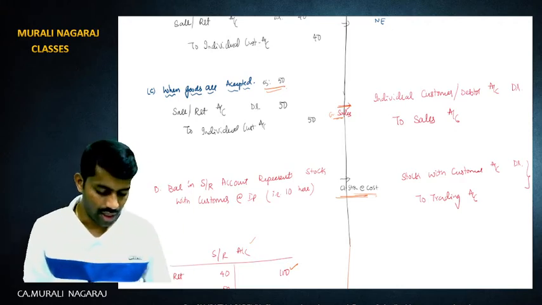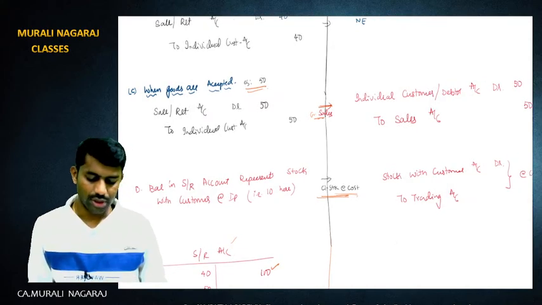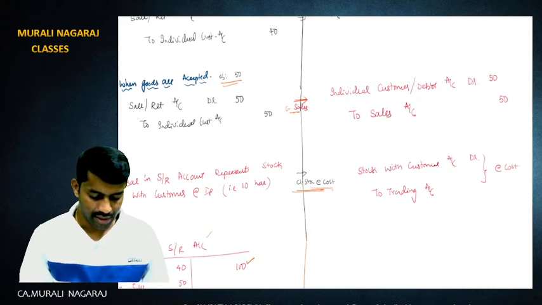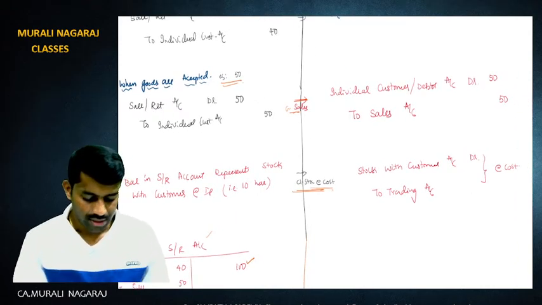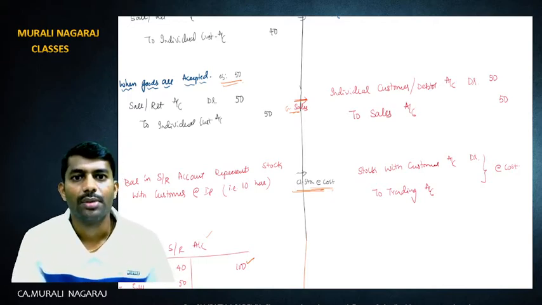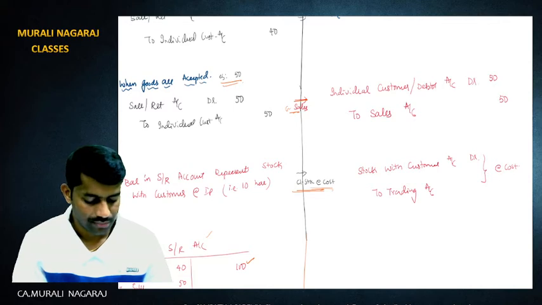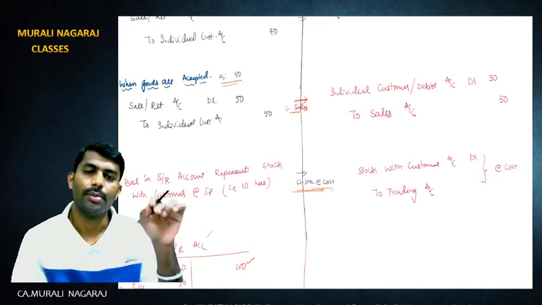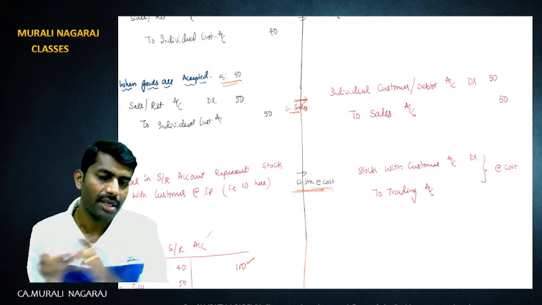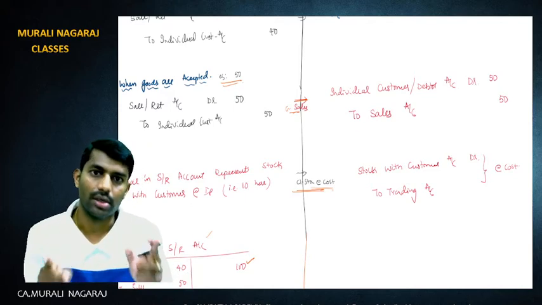So, forward arrow. So here, closing stock at cost. In the general ledger, the entry is stock with customer account debit to trading account, covering the flower bracket at cost. So here the 10 rupees is at invoice price, but here we have to pass it at cost.